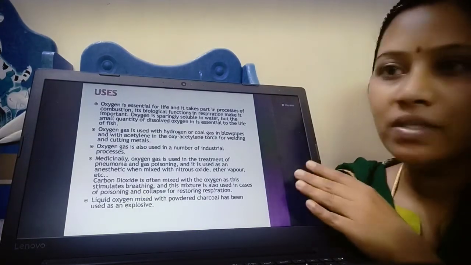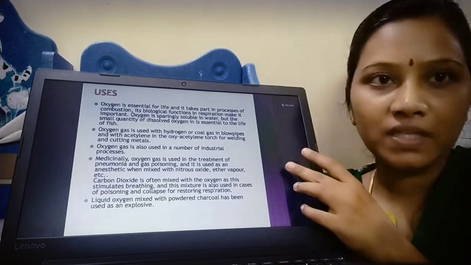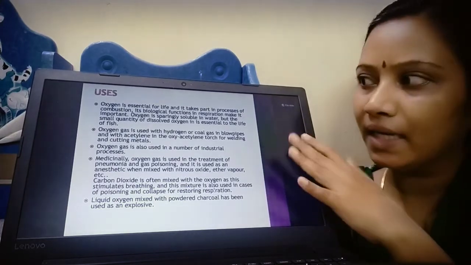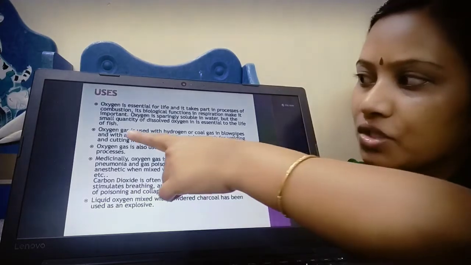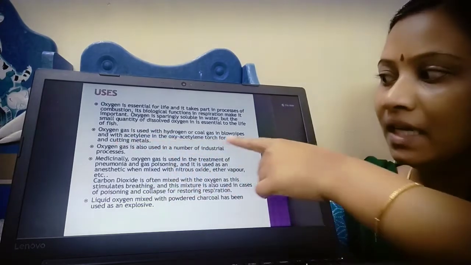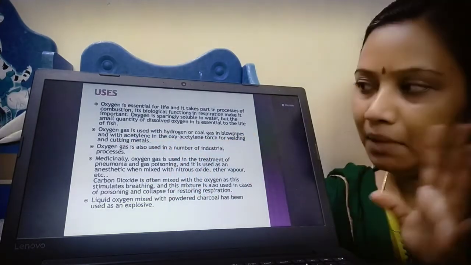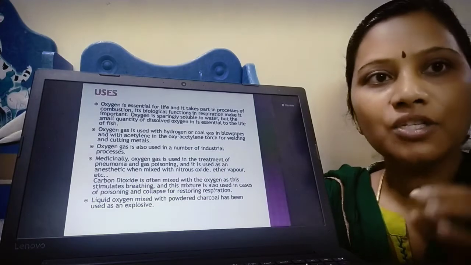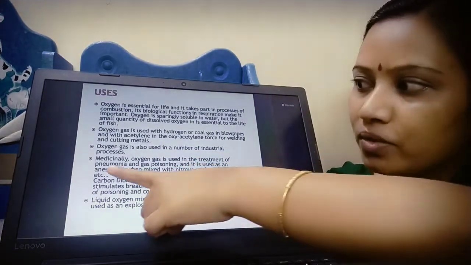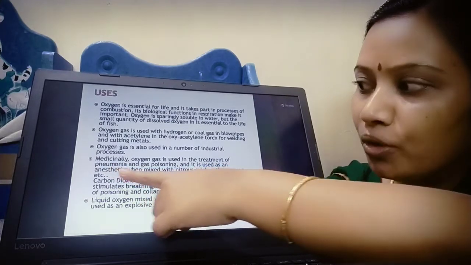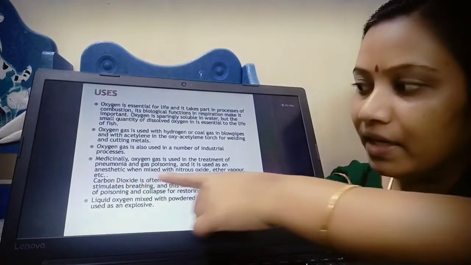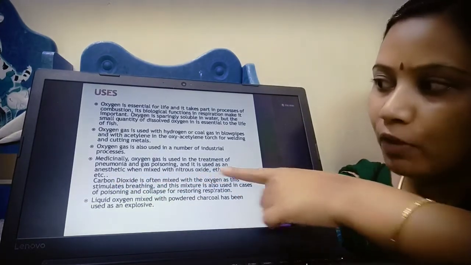Now coming to the uses, as I told you, oxygen is essential for the survival of life. Since it dissolves sparingly in water, it is essential for aquatic animal survival. And oxygen gas is used with hydrogen or coal gas in blowpipes, where it is used in welding and cutting metals. It is used in a large number of industrial processes. And oxygen gas is also used to treat gas poisoning, where it is used as an anesthetic when it is mixed with nitrous oxide, ether vapor, etc.